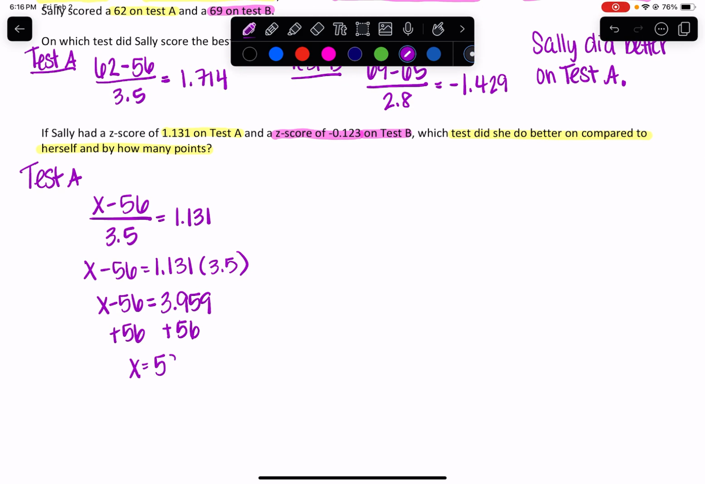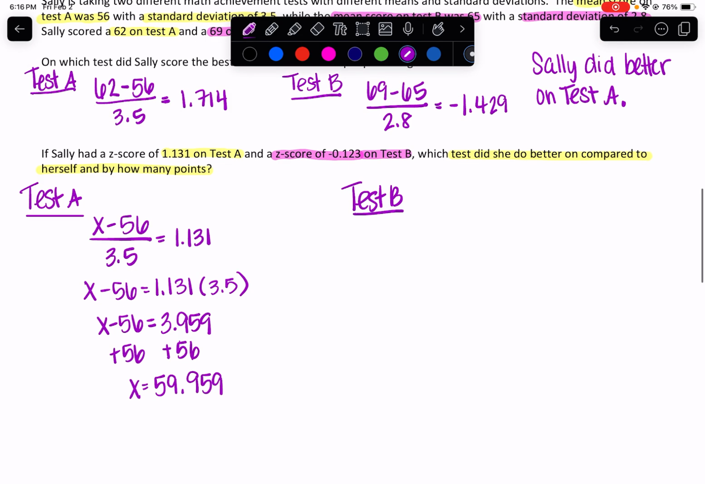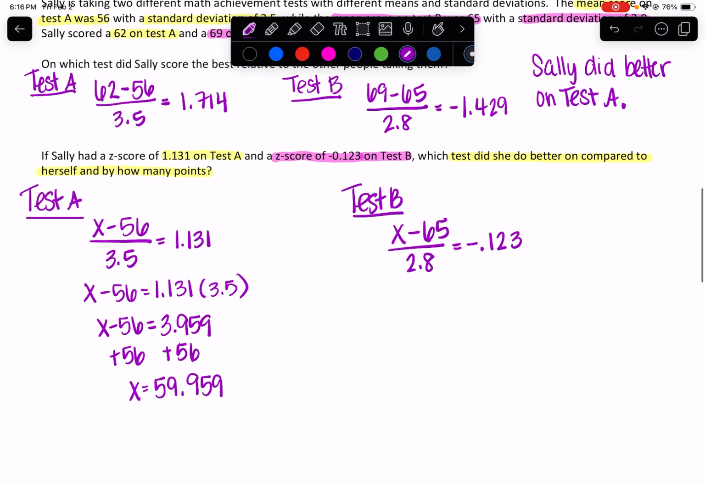So Sally got a 59.959 on test A. Test B, excuse me. Test B, we don't know what Sally made, but we know that the mean was 65, and the standard deviation was 2.8, and this time she has a z-score of negative 0.123. So solve the same way.